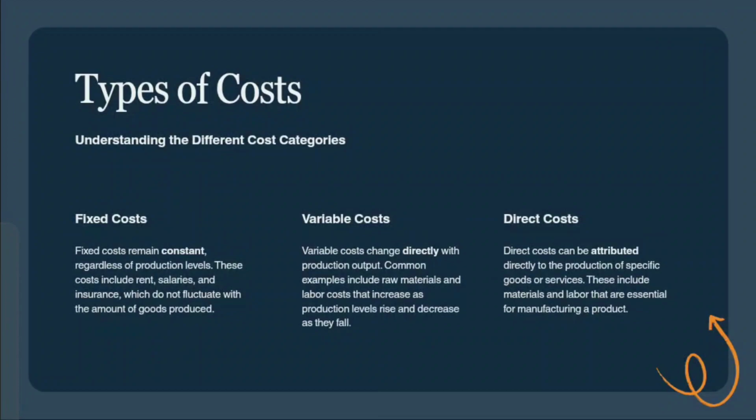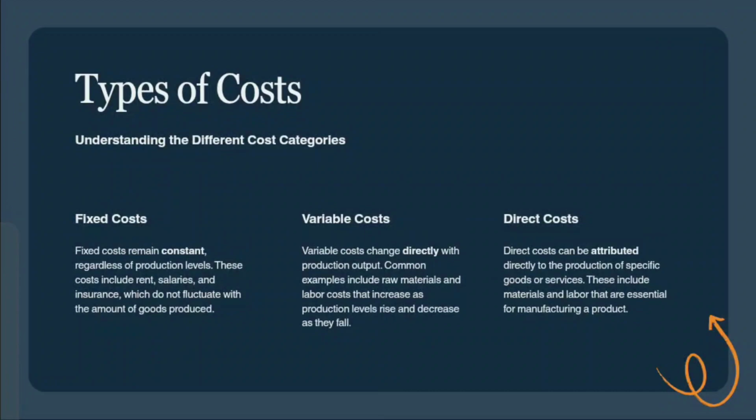Types of cost. Now let's look at different types of cost in production. Fixed cost. These costs remain constant no matter how much you produce. Examples include factory rent, manager salaries, interest, and equipment depreciation. Variable cost. These costs change depending on the output. If you produce more units, these costs increase. Examples are raw material, direct labor, and fuel.